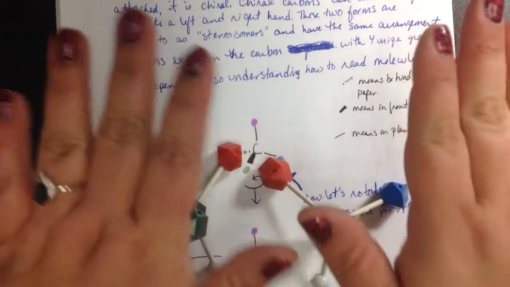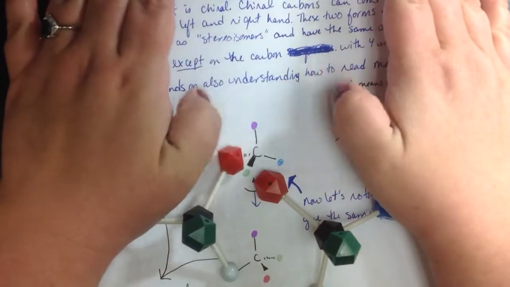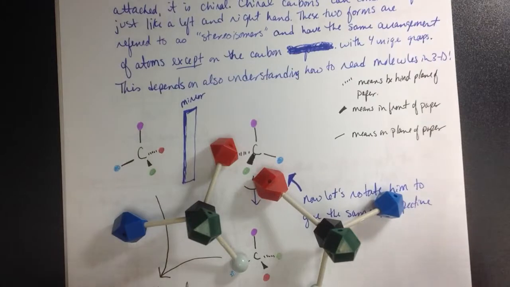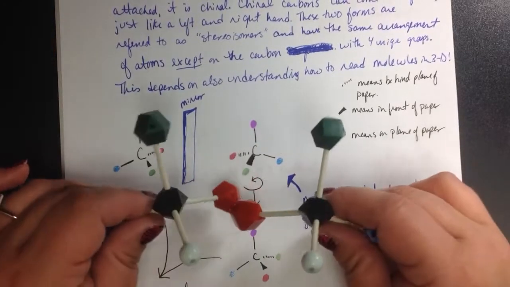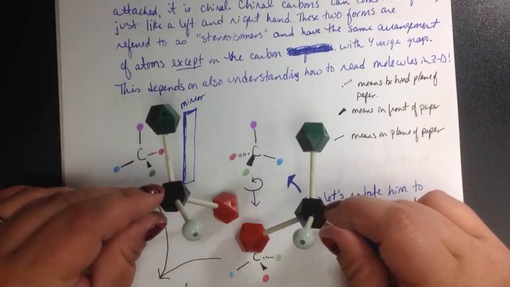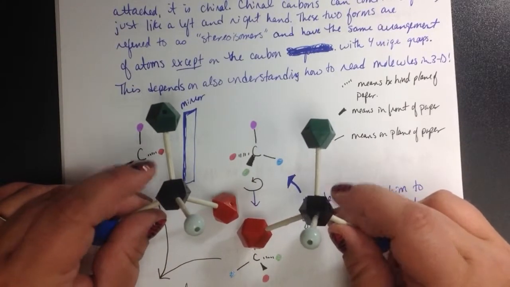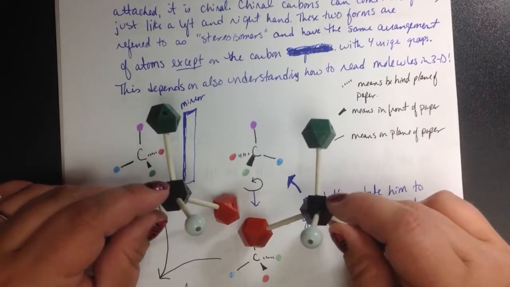It's the same thing as your hands. The way that your thumb is attached to your hand is different on your two hands. And therefore they are stereoisomers, and each molecule we refer to as being chiral. This is a chiral carbon because it has four different things coming off of it.